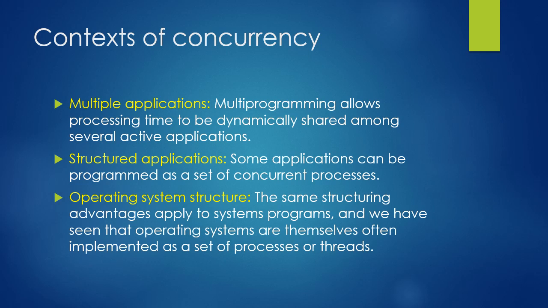Operating system structure. We have seen that operating systems are themselves often implemented as a set of processes or threads. So if two operating system processes are interleaved on a uniprocessor system, their lifespans start to overlap too. The same thing that happens to user processes also happens to system processes. So this means that overlapping of lifespans can take place between processes of two different applications, between processes of the same application, and between processes of the system software.